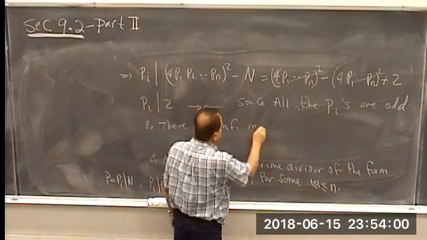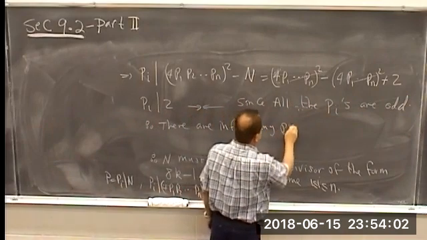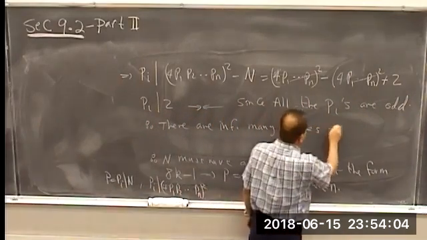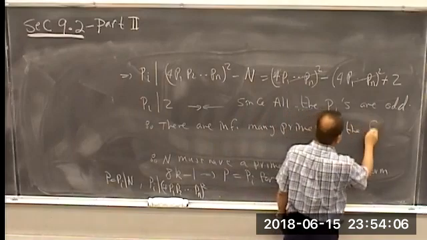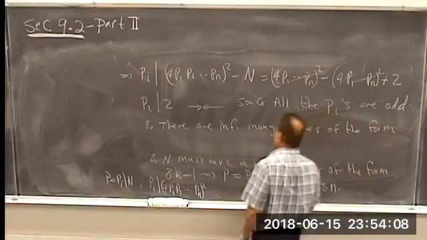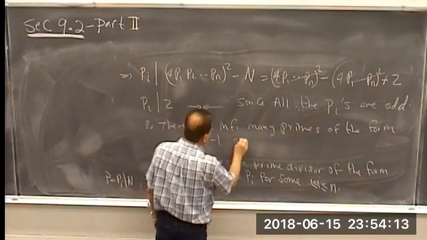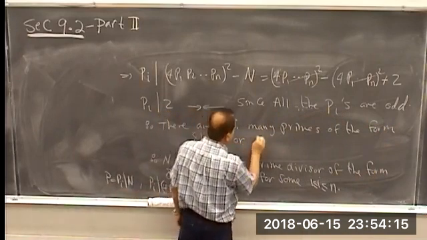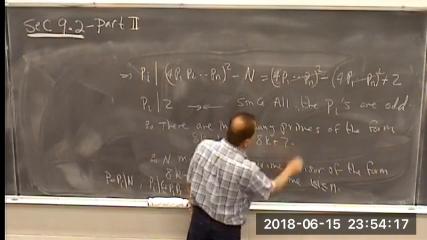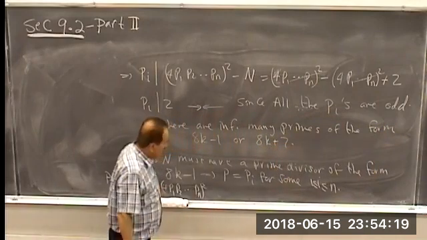Infinitely many primes of the form 8k minus 1, equivalently 8k plus 7. Okay. All right.